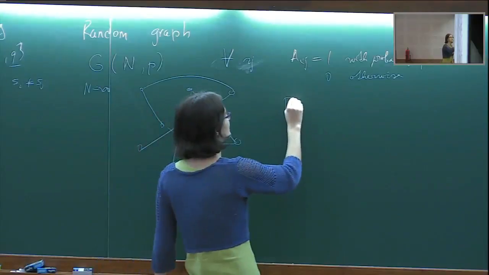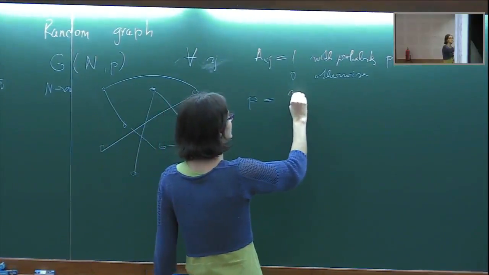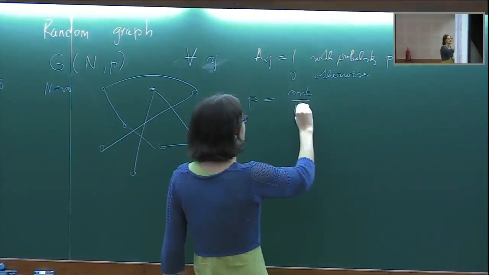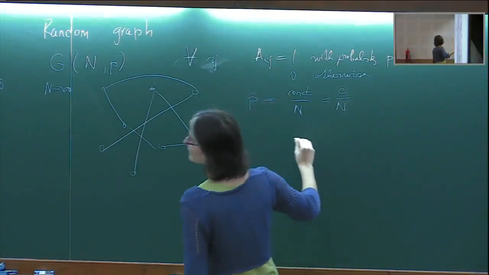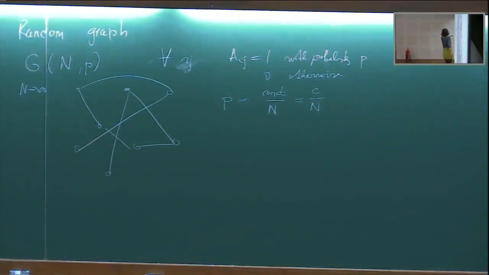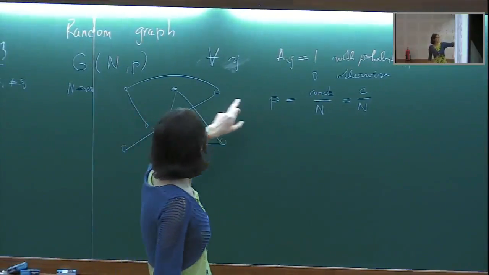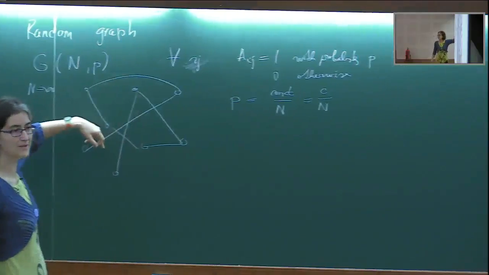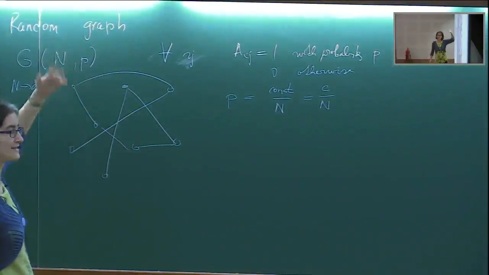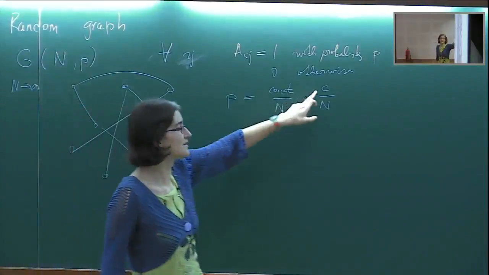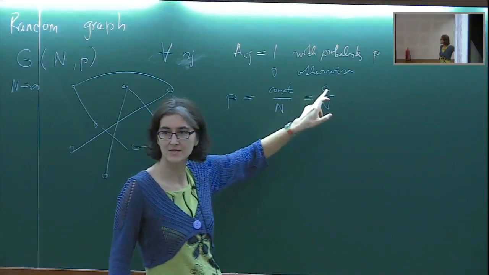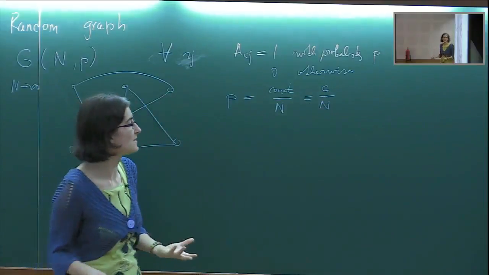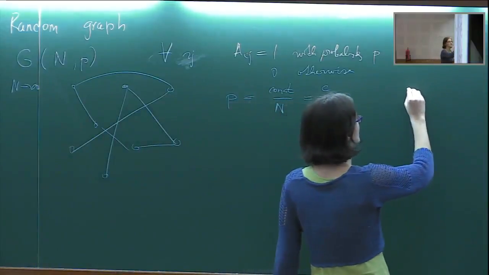It will turn out that the interesting setting is when P is some constant divided by n. What is this constant? I will call this constant C, and it's not by chance that it is the same C as here, because when n is large and you have n minus 1 possible neighbors, if you neglect the minus 1, on average you will have C neighbors. So if C is a constant, you have on average C neighbors, and what's the probability distribution of how many neighbors you have? You can work this out as an exercise.